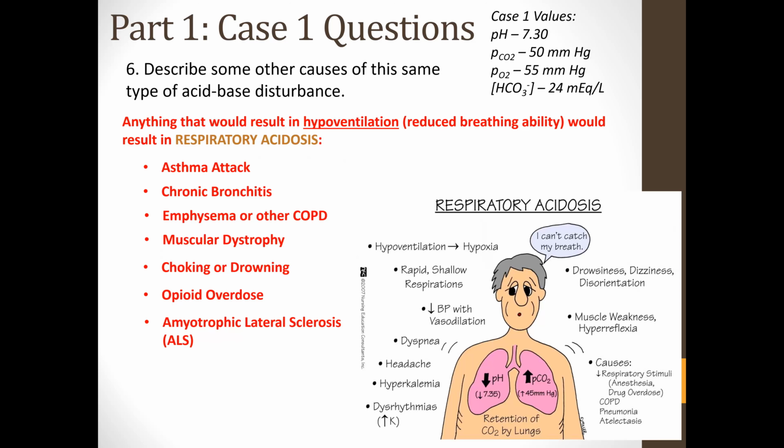Amyotrophic lateral sclerosis, or ALS, is when you have damage to the motor neurons. So again, you can't get signals to your diaphragm and your external intercostal muscles, so you have difficulty breathing. And a pulmonary embolism.